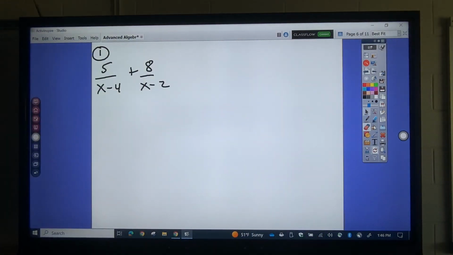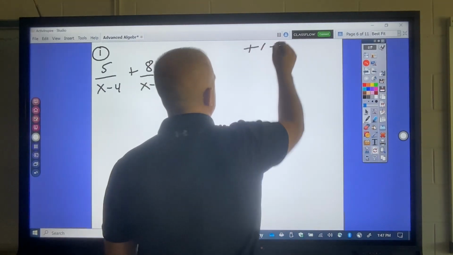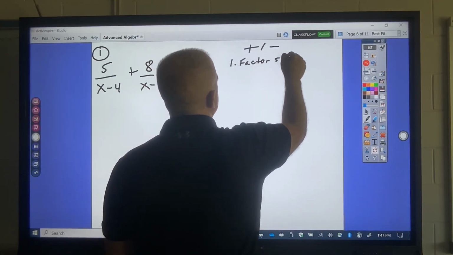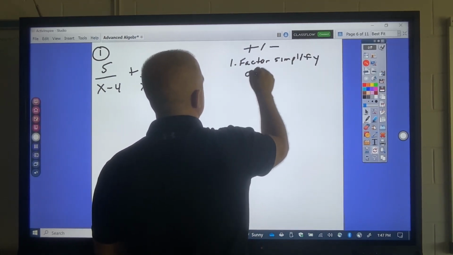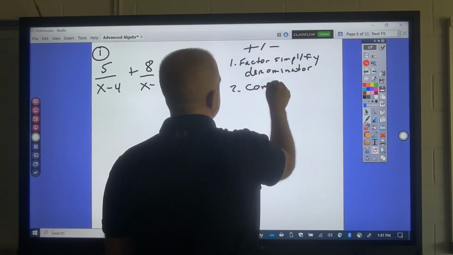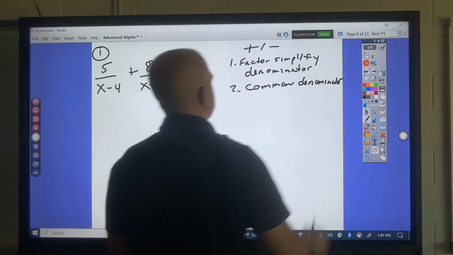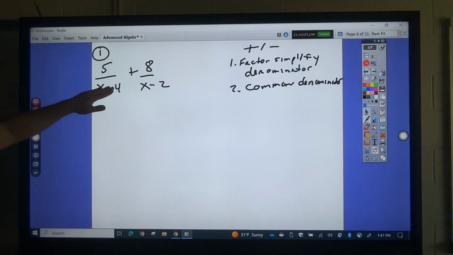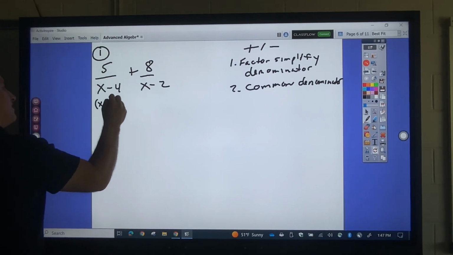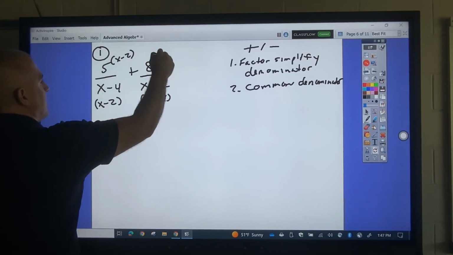All right. So when I have addition, subtraction, it's a little different. What I want to do is factor or simplify the denominator. And then what I want to do is get a common denominator. Okay? Now, can't do anything with this. Can't do anything with this. So in order to get a common denominator, I'm going to multiply this by x minus 2, and this one would be x minus 4.